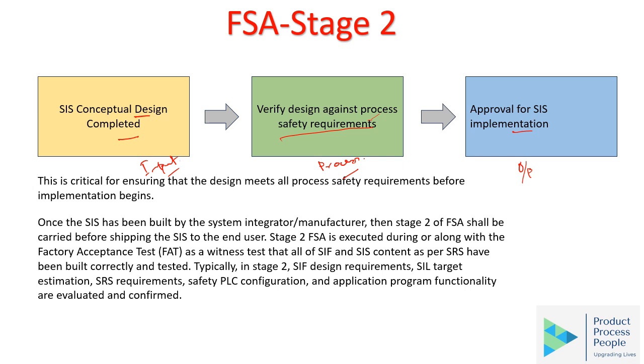Once the SIS has been built by the system integrator or manufacturer, then stage 2 FSA will be carried out before shipping the SIS to the end user.